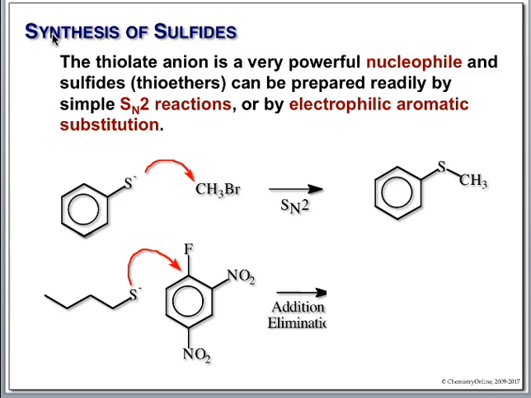How do we make it? Well, we could do the Williamson sulfide synthesis, can't we? Exactly like the Williamson ether synthesis. S minus is a nucleophile, a darn good nucleophile, by the way. It attacks an alkyl halide, SN2 reaction, and we make the sulfide.